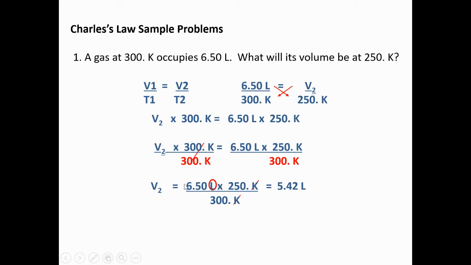So all of my numbers in this equation have 3 sig. They're all specific numbers. They have 3 sig. Therefore, I express my answer with 3 sig. So that was a case where we were solving for the new volume.